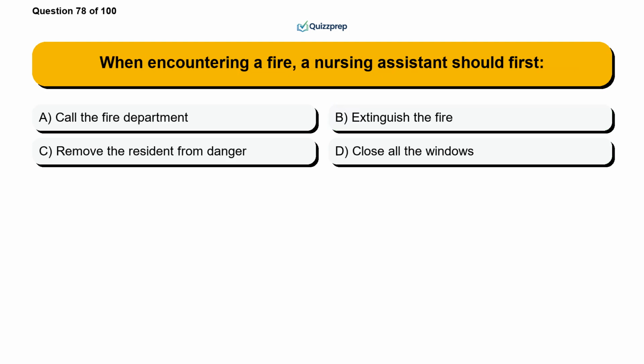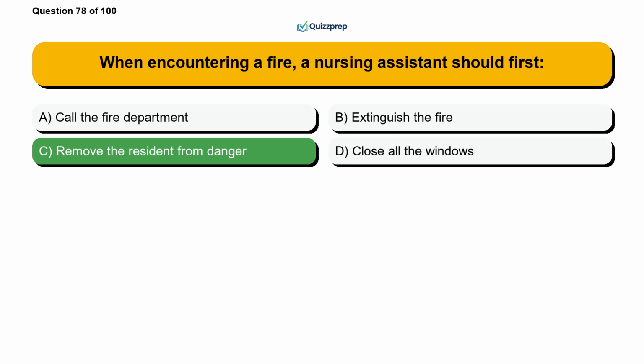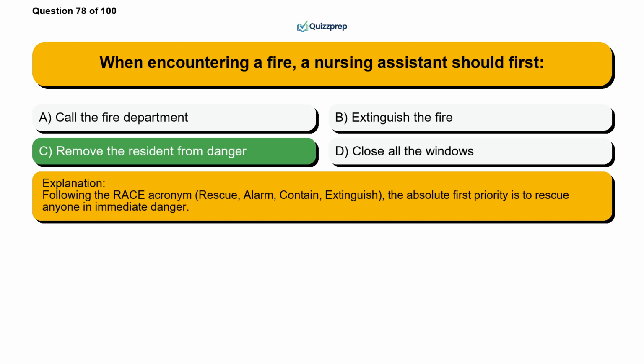Question 78. When encountering a fire, a nursing assistant should first: option A, call the fire department. Option B, extinguish the fire. Option C, remove the resident from danger. Option D, close all the windows. The correct answer is option C, remove the resident from danger. Following the RACE acronym, rescue, alarm, contain, extinguish, the absolute first priority is to rescue anyone in immediate danger.